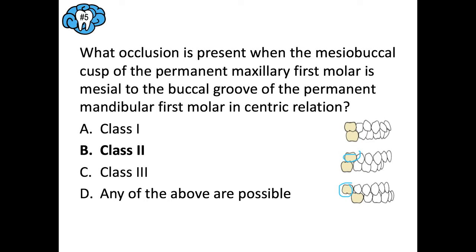It's not true that any of these are possible. In this specific example, that is in fact explaining a class 2 relationship. Now, it doesn't matter how much it's mesial to it. They're not asking if it's a full cusp class 2 or a half cusp class 2. It's just asking if it's class 2.